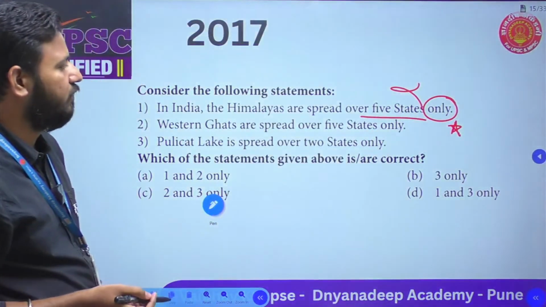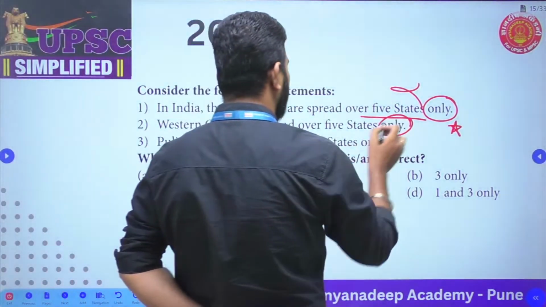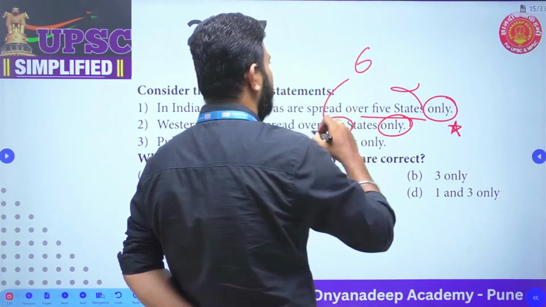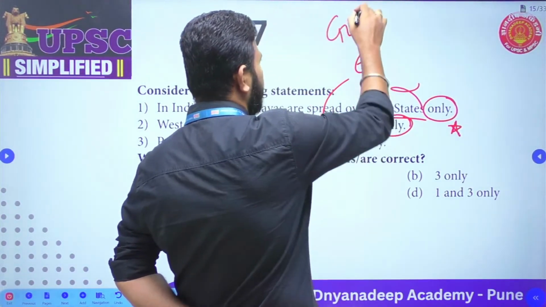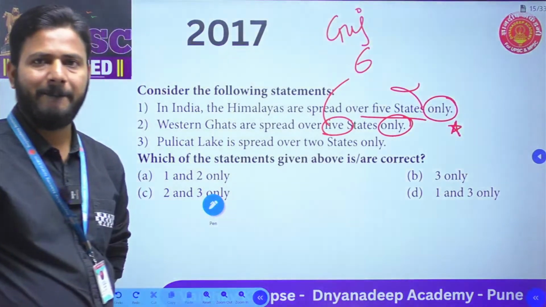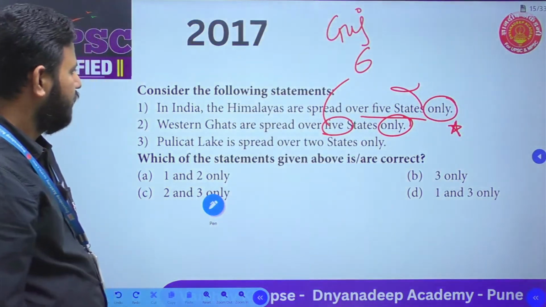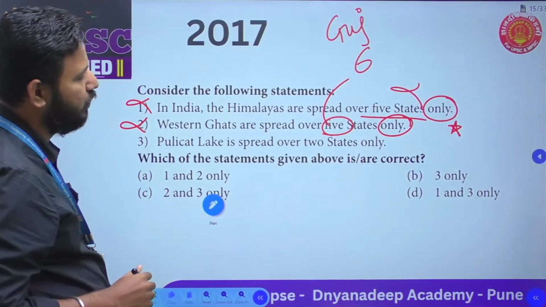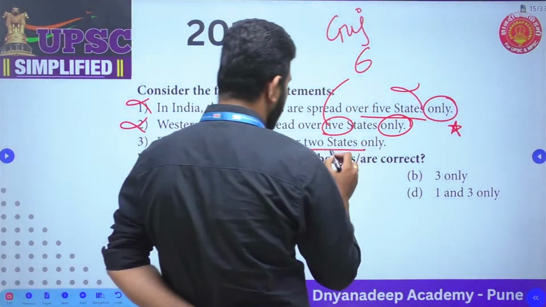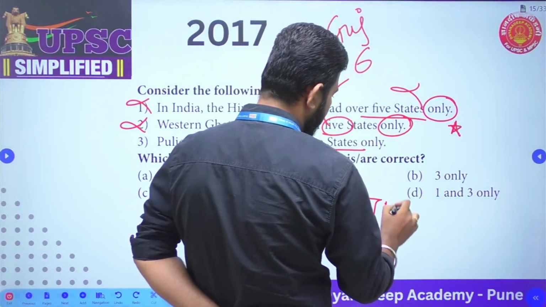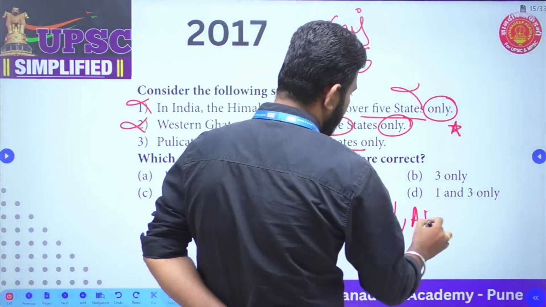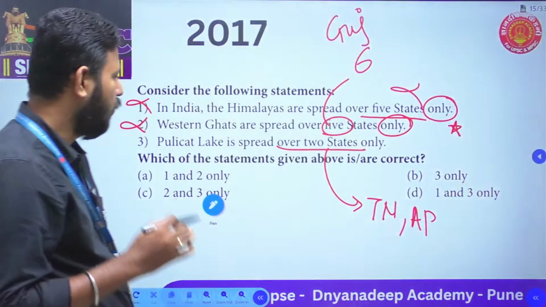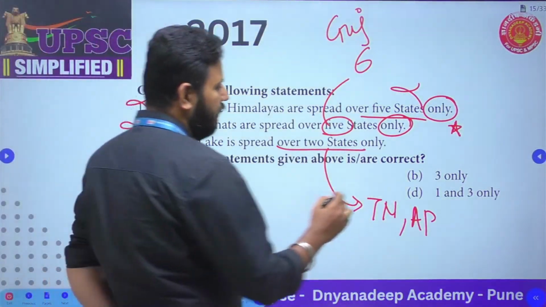Western Ghats are spread over 5 states only. Again, only. No, they are spread in 6 states. We normally forget Gujarat, and that's the problem. So this statement also is incorrect. Pulicat Lake is spread over 2 states only. Now this part is correct because it is spread over Tamil Nadu and Andhra Pradesh. So only one statement here is correct, that is statement 3.